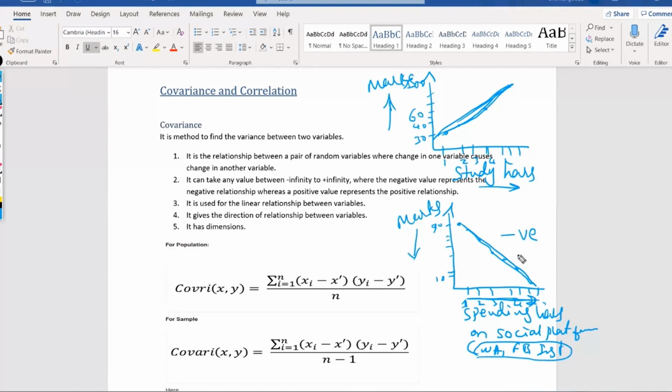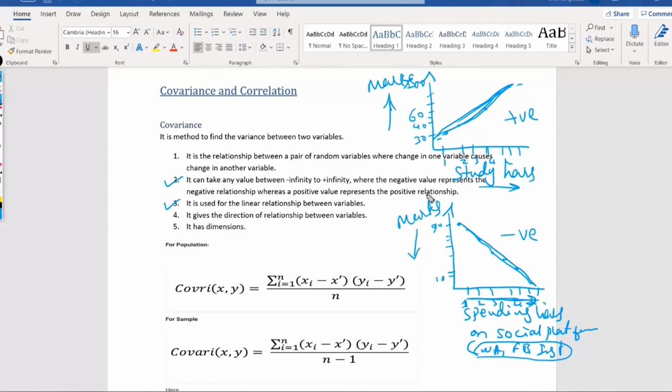There is a negative relationship. Here we see this from minimum number to maximum. We are able to see that in that case it is a positive relationship, right? So that is what this point is talking about. It can fall anywhere between minus infinity to plus infinity. And the third point, it is used for the linear relationship between variables.